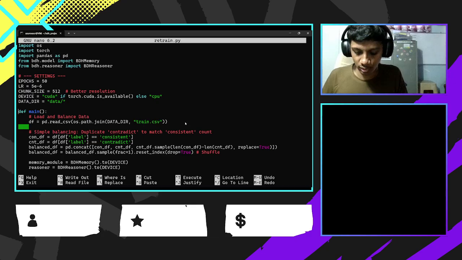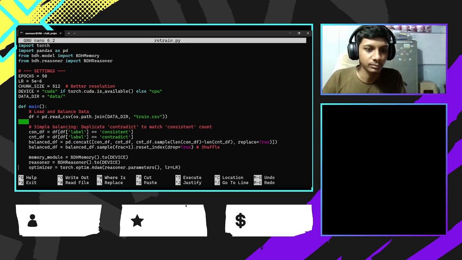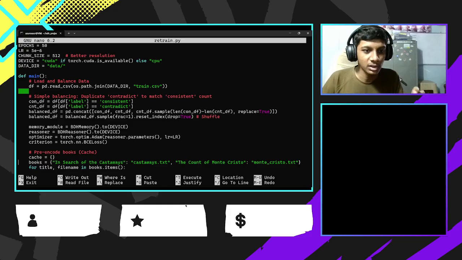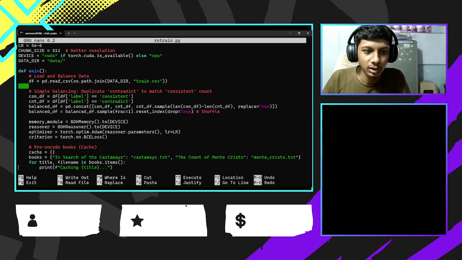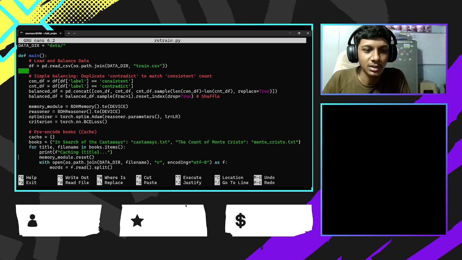This is a virtual machine. Here we load the dataset from train.csv, and we count the number of consistent and contradict labels given in our training set. These are the memory module and reasoner module, which are from BDH only, that we imported from GitHub. These are the cache, and these are our two books, Castaways and Monte Cristo.